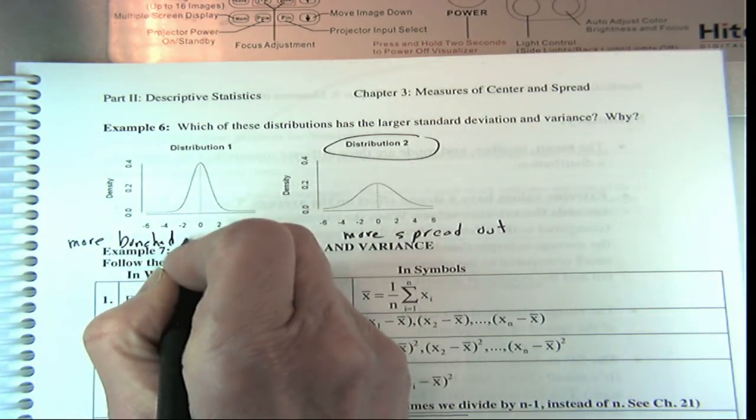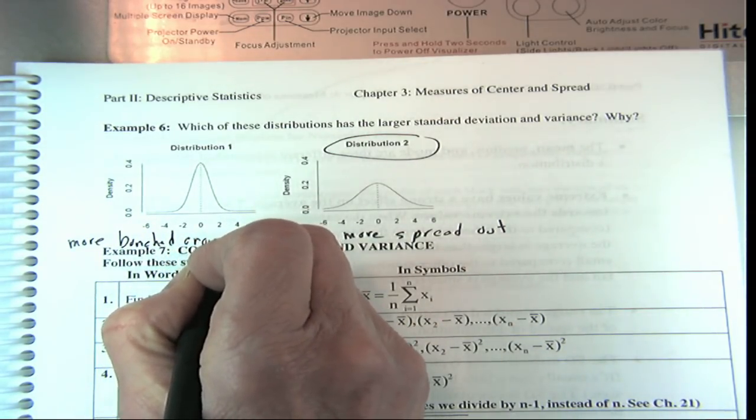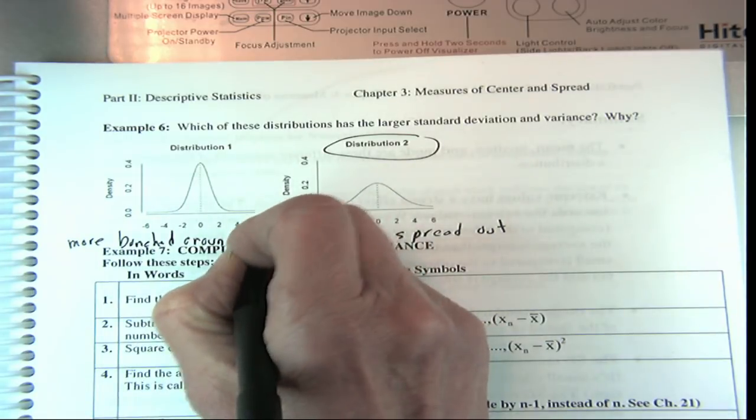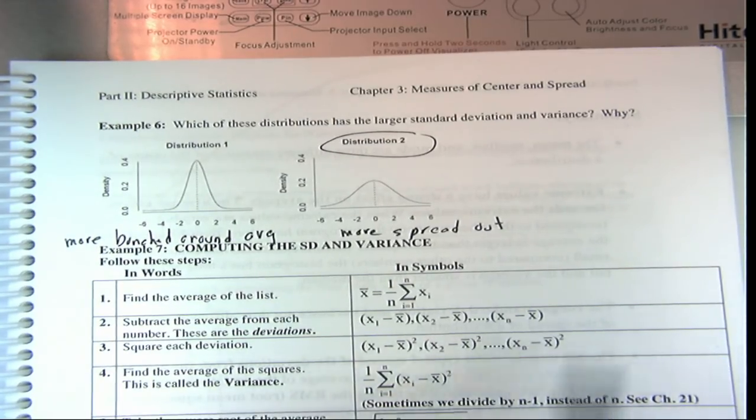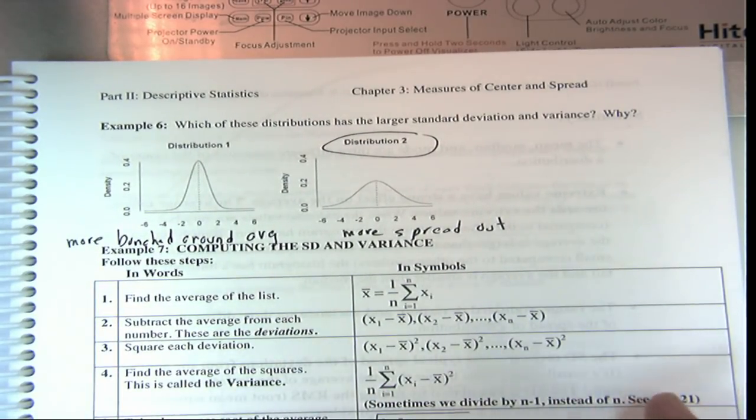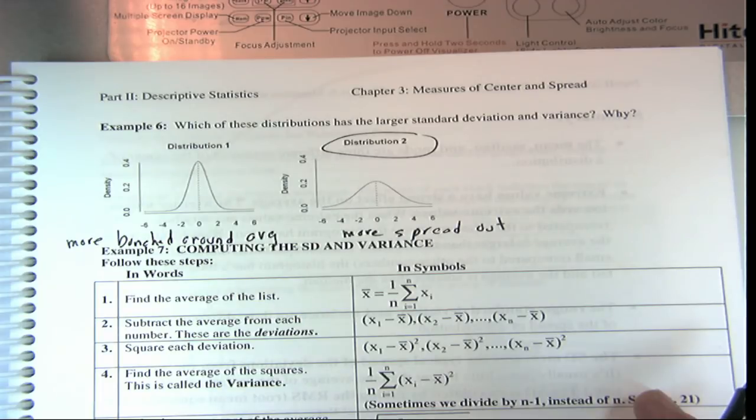This is more bunched around the average. The average and the mean are the same thing. I'll use them interchangeably. They just mean exactly the same thing. All right. Now, what is the calculation here for computing the standard deviation and the variance?